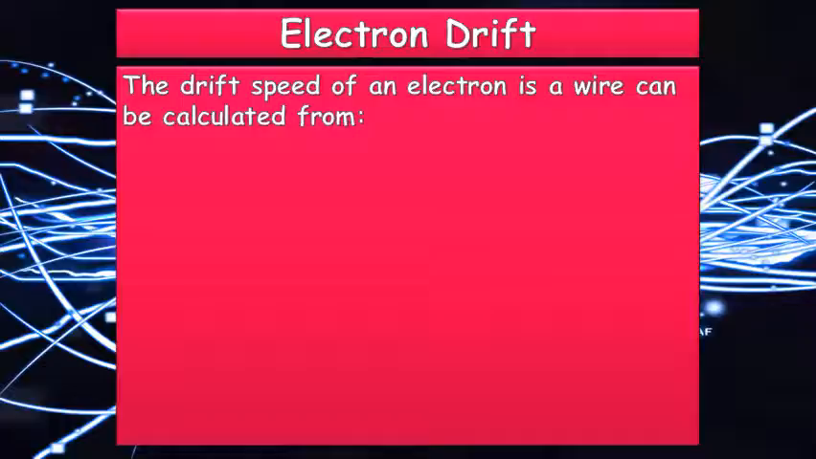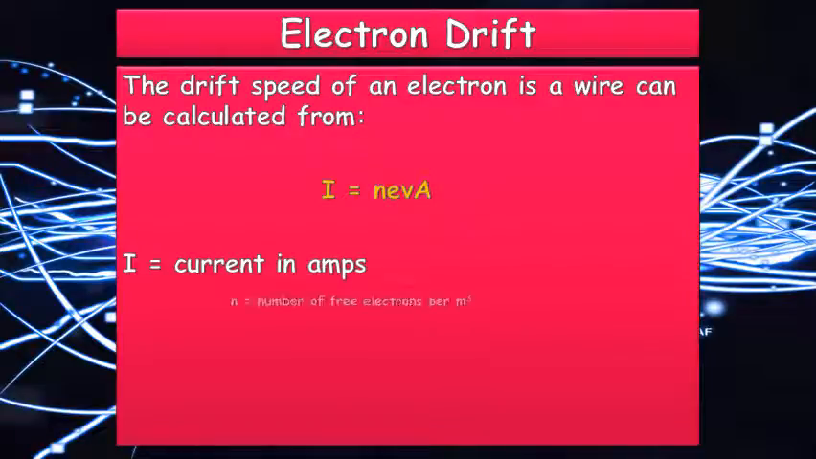Okay, so another concept I want to reinforce is the idea of electron drift, which we went through in the previous slide. The drift speed of an electron in a wire can be calculated from I equals nAve. This is how fast electrons move when a voltage is applied, when you get an electrical force working on these electrons. And I, of course, is current in amps.